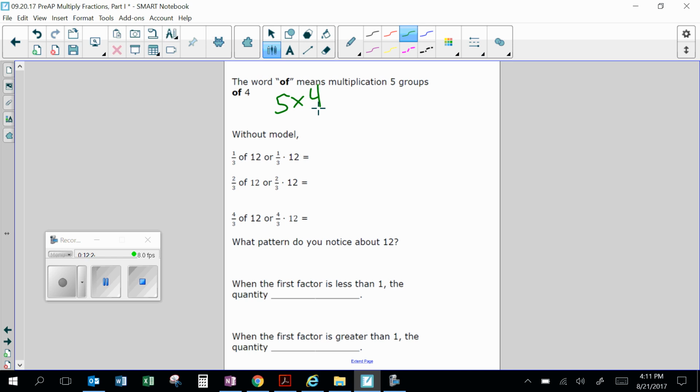without modeling? What's 1/3 of 12? Can you turn this 12 into a fractional part? 12 over 1. Multiply the numerators across, 12 thirds, or 4. Can you multiply 2/3 of 12? Turn 12 into a fractional part. Multiply across, that'll be 24 thirds, or 8. What's 4/3 of 12? Turn 12 into a fractional part. Multiply the numerators, 48. Multiply the denominators across. 48 thirds is 16.